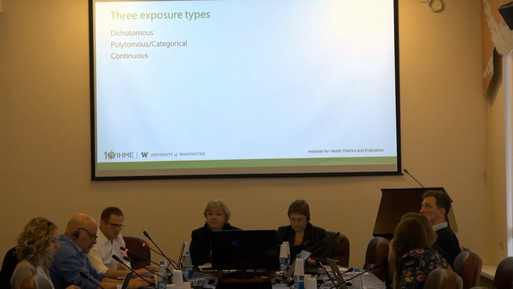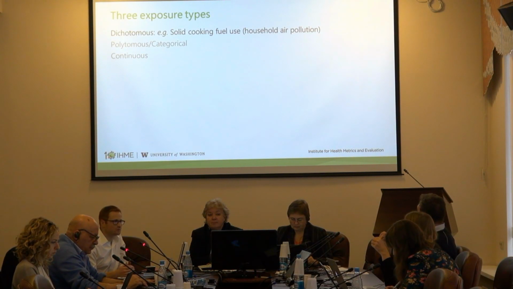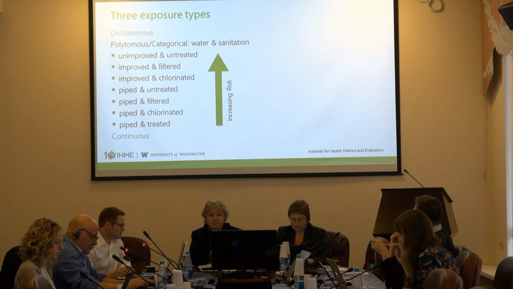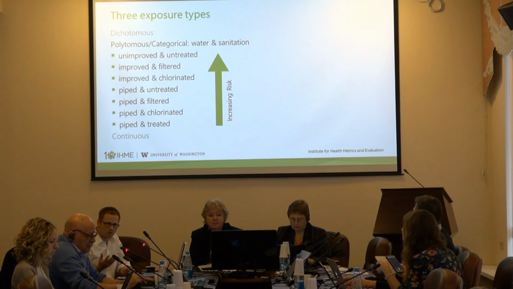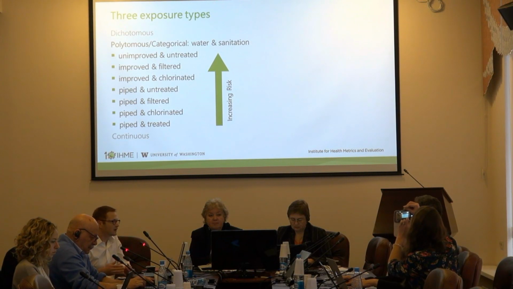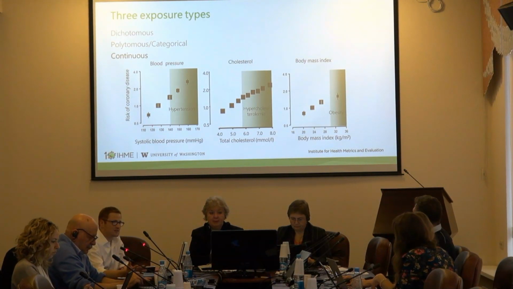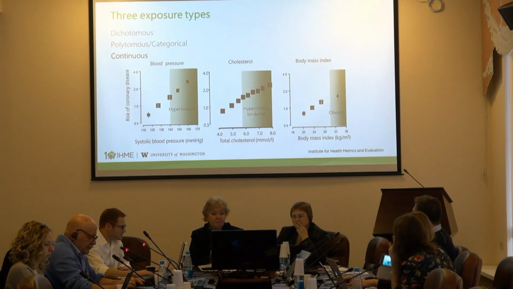We break our exposures up into three broad types: dichotomous risks. This would be things like solid cooking fuel use. Does the household use solid cooking fuel or not? Yes or no? Categorical. Water supply and sanitation is an example of this. We have the TMRL, which is piped and treated or piped and chlorinated. Then we have piped and filtered, piped and untreated, improved and chlorinated, improved and filtered, and unimproved and untreated, which is the highest risk category. And then finally, we have continuous risks, things like blood pressure, cholesterol, and body mass index.